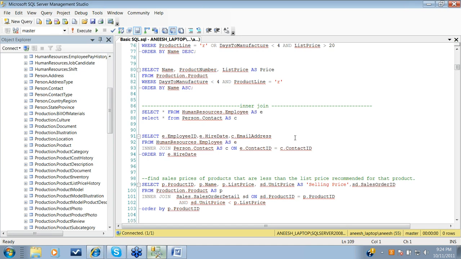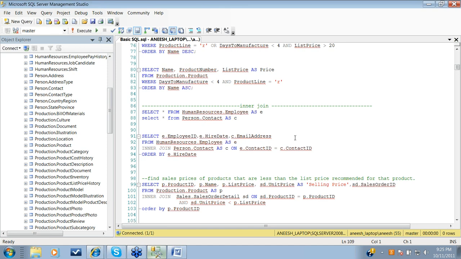So let's take case by case. My first requirement. My manager gave me a requirement, and this is the requirement. I want to create a report showing all the employee ID, the hire date, and the email address. I want to create a report showing employee ID and each employee's hiring date and email address.